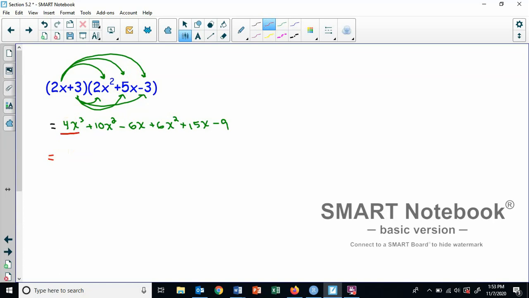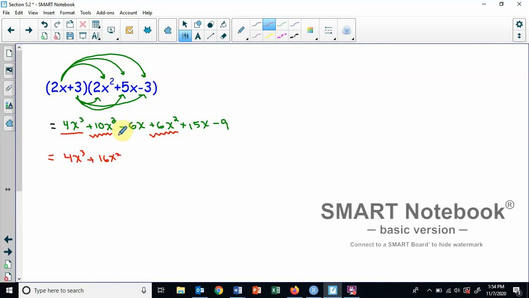I'll underline like terms. So I have 4x to the third. That is the only x to the third. Now I should have 2x squared. So I have 10x squared, and I have a positive 6x squared. That will be positive 16x squared.